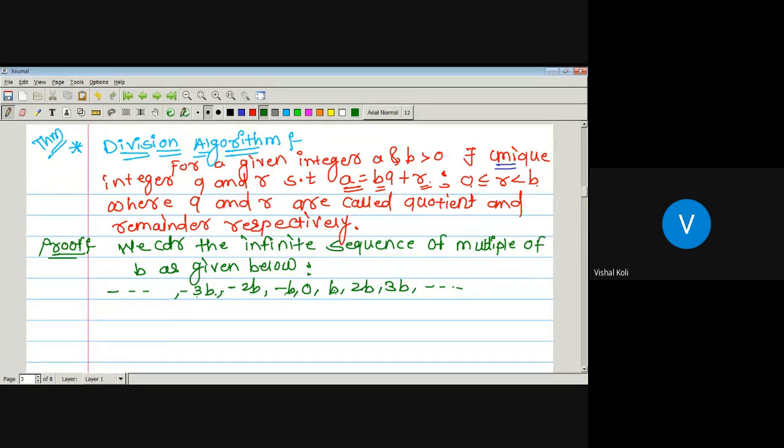Now, if A is any integer, then either this A is a multiple of B or it lies between two multiples of B. Okay, B is given to us as greater than 0. We took a sequence in which we took the multiples of B. Then if any integer A is there, it will either be one of the multiples of B, or if it is not a multiple of B, it will lie somewhere between two multiples of B. Is that okay?